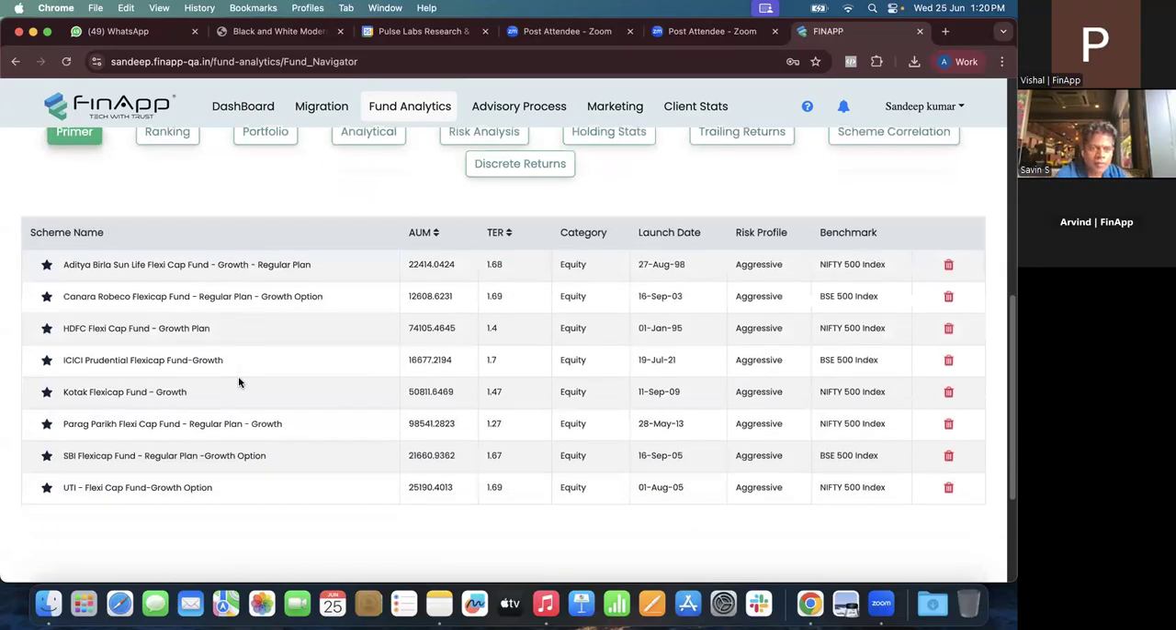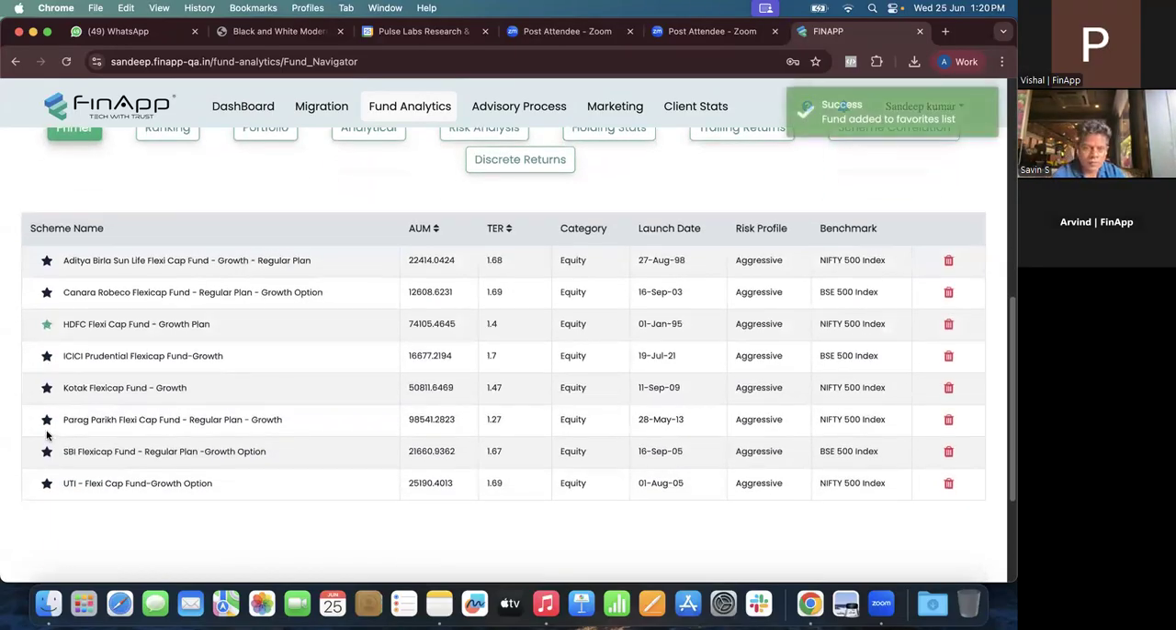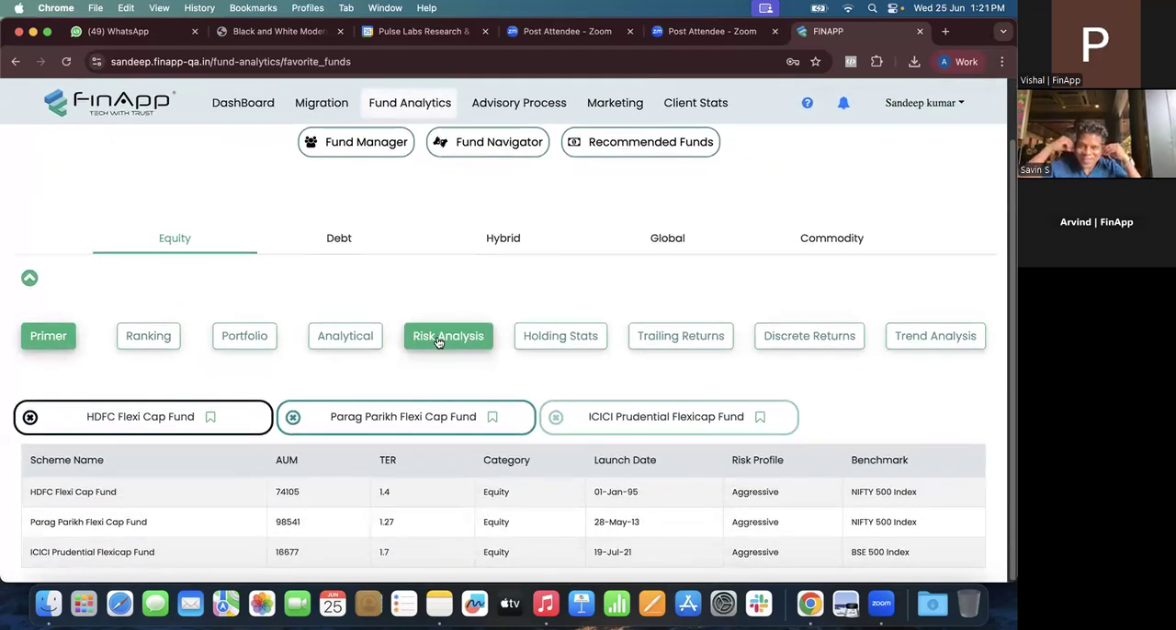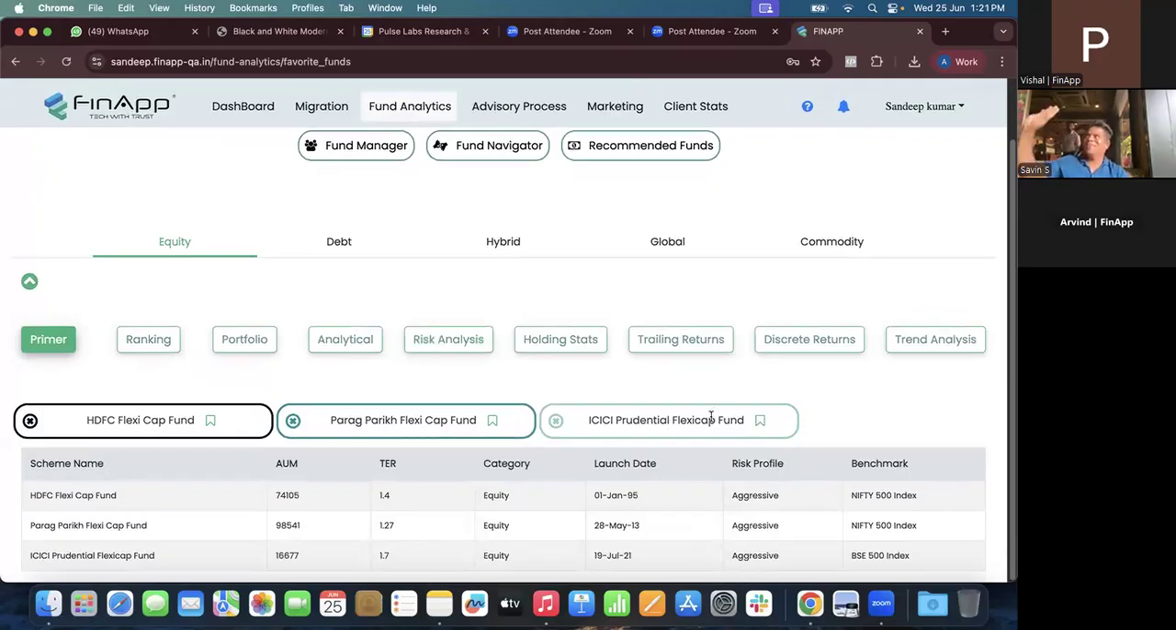Now let's say you've selected HDFC FlexiCap, Parag Parikh, and maybe one more. So they have now gone into your favorite funds, all three of them. Slowly over a period of time, you may collect more of these funds and all of them come into your list. So you're basically creating your own whitelist. Out of 800 schemes, you will probably come down to choosing two schemes from every category, and you can first put it here.